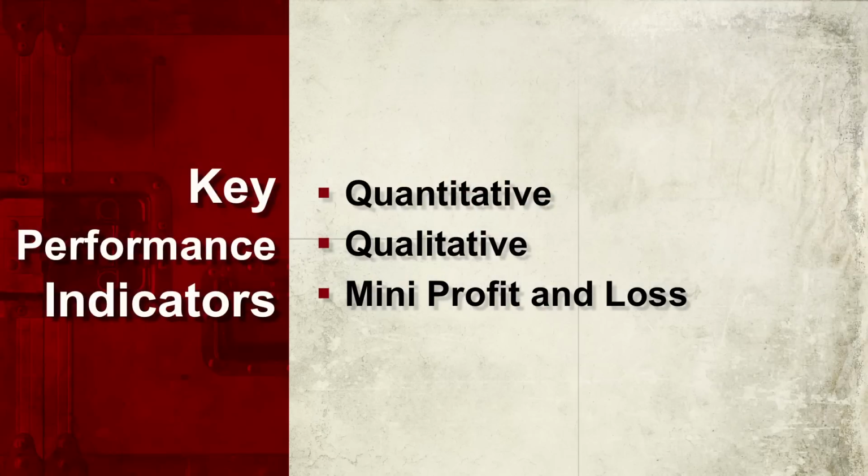In this episode, we're going to talk about KPIs, key performance indicators. What you're asking me is, you know you need to look at metrics, you know you need to track metrics, but which ones and where do they come from? So let's talk about this for a little bit. There are three kinds of KPIs. There are quantitative, there are mini P&Ls, and there's qualitative.